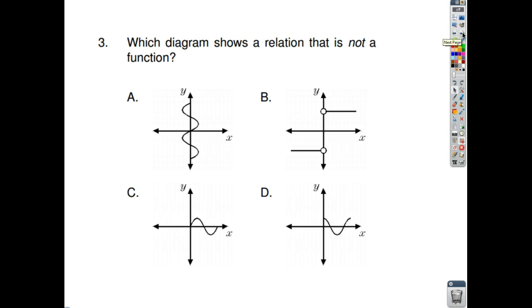All right, which of these shows a relation that is not a function? Okay, which of these is not a function?